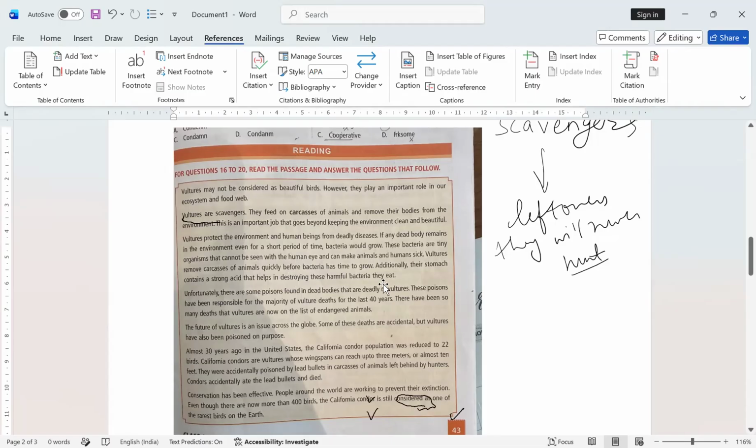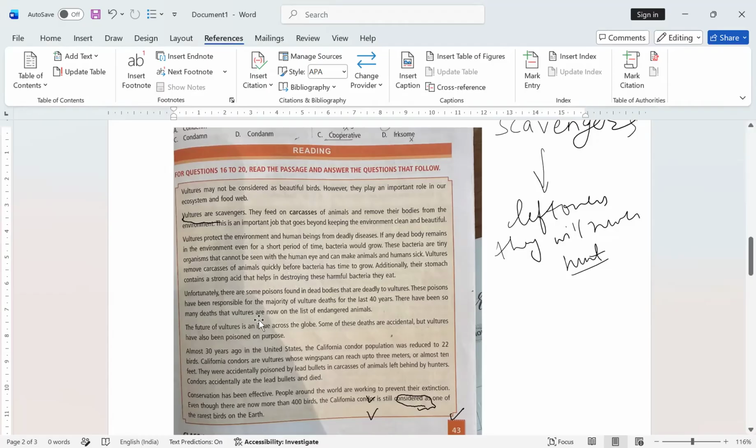समझ रहे हो? Because all the scavengers are eating dead bodies, and dead bodies में already बहुत bacteria attack कर गए होंगे, and your digestive system has to be very strong. And we just got to know that vultures के stomach में एक strong acid होता है जो digestion में help कर रहा है. Yes.